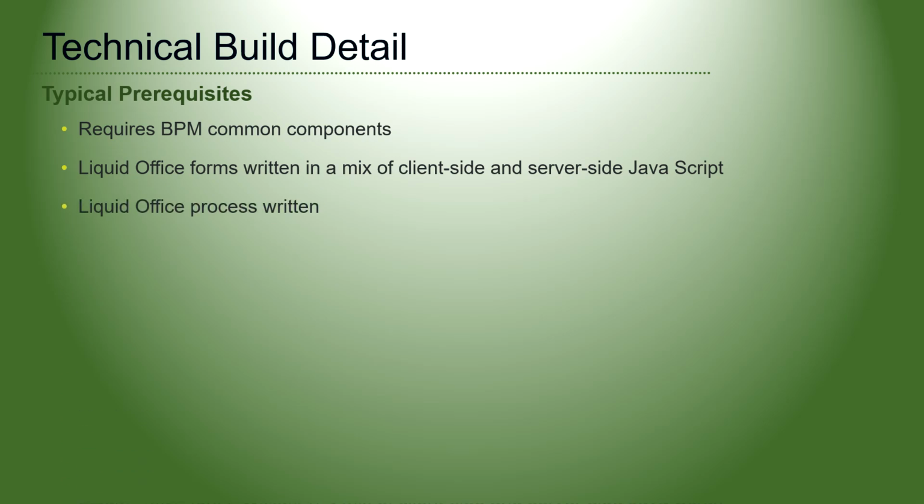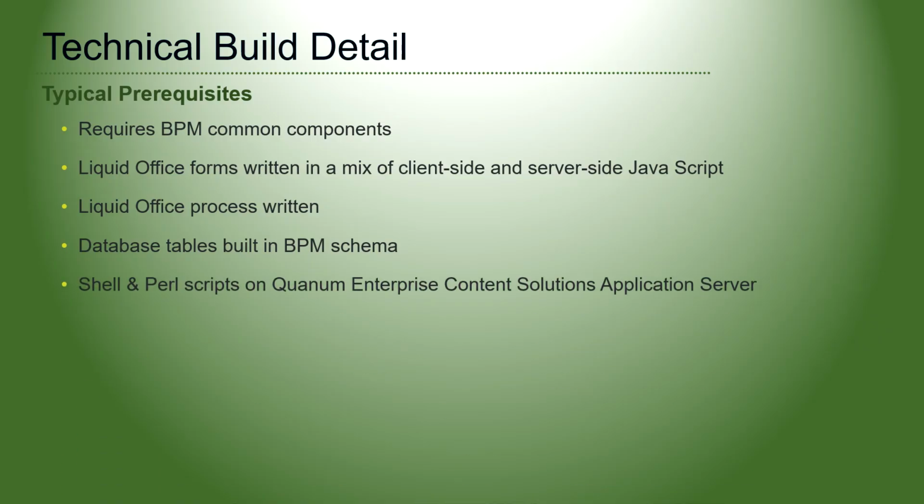With this are a mix of written client-side and server-side JavaScript, which is a language built into the Forms Designer tool from LiquidOffice, followed by 4 processes associated in LiquidOffice. Typically, there are 12 database tables and either sequences that are imported or built into the BPM schema and run next to the main application server database. There are 2 shell and 1 Perl script that are running on the application server in order to run the backend, because the BPM is for the GUI and front end.